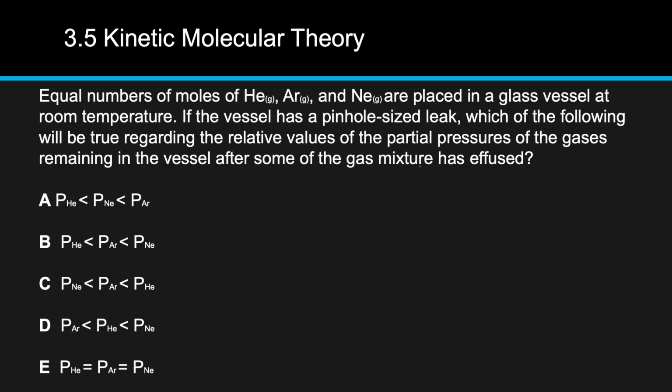So if we're talking about the partial pressures of the gases remaining, and we have a very small leak, we know the smaller molecules are going to escape first. So looking at helium, argon, and neon, helium would be the smallest, and then argon would be the biggest. So in theory, you'll have more argon than you would neon or helium, and you'd have the least amount of helium because that could escape the fastest. So that would mean A is your answer.